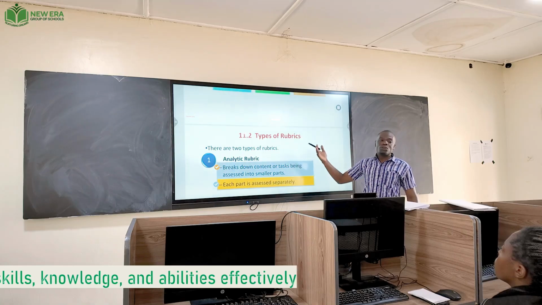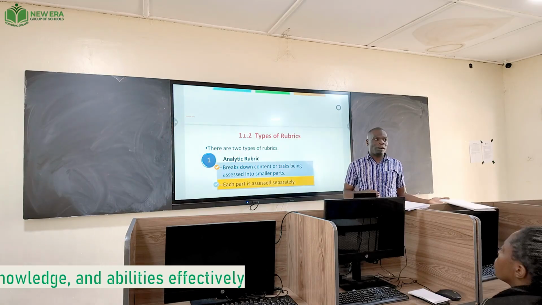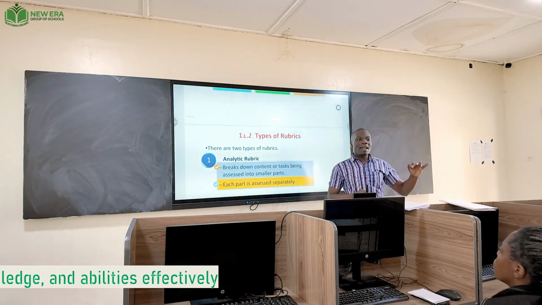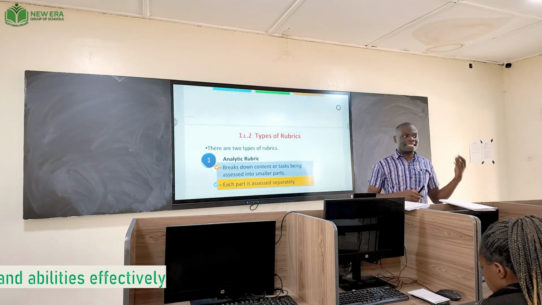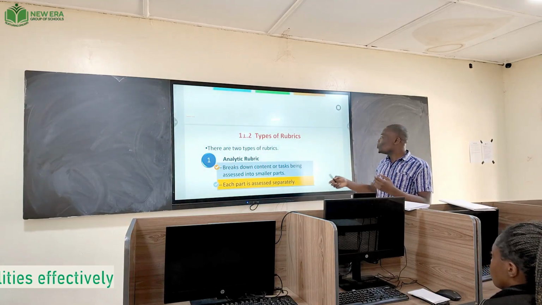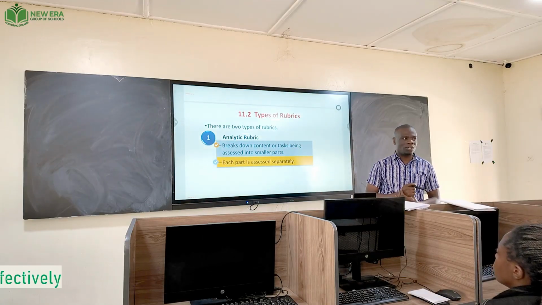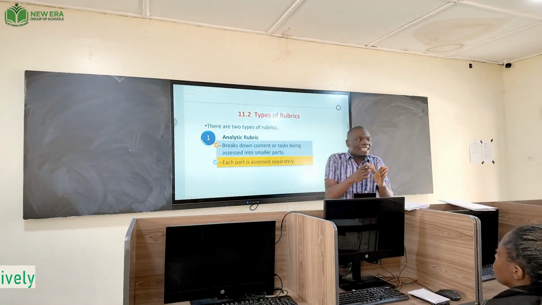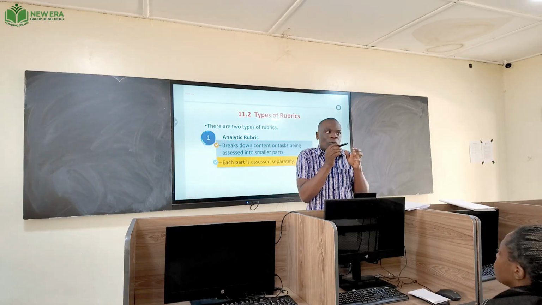Then, we have three types of rubrics. We have analytical assessment, and we have holistic assessment. In analytical assessment, we do what? It breaks down the content. Analytical: maybe you are telling the student to do what?